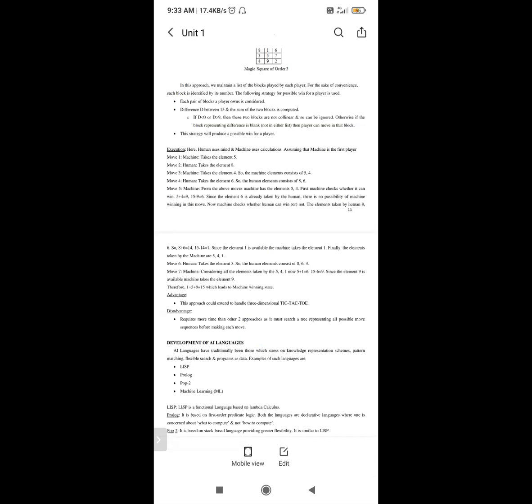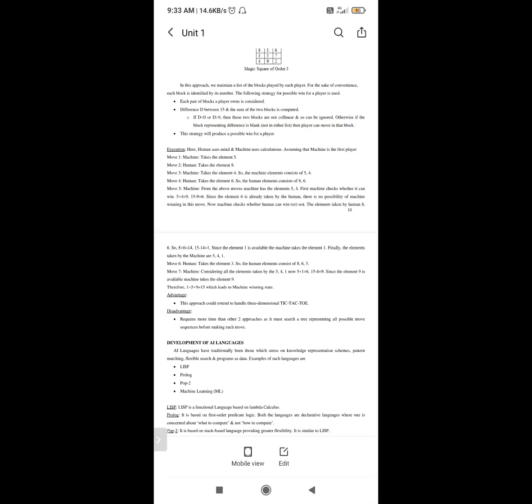In this approach, we keep a list of the blocks played by each player. For convenience, each block is identified by its number. This particular strategy is for finding a possible win for the player. So let's see the approach. Each pair of blocks a player owns is considered.